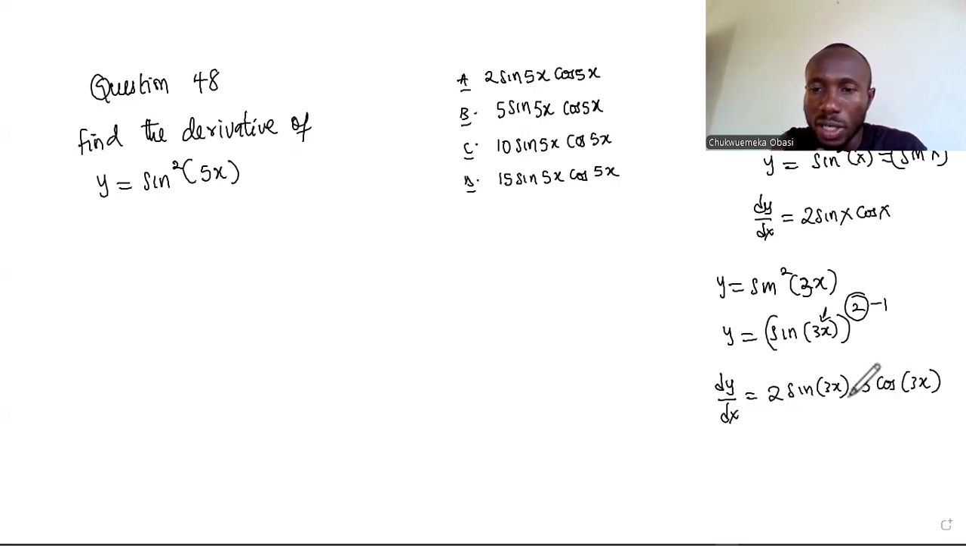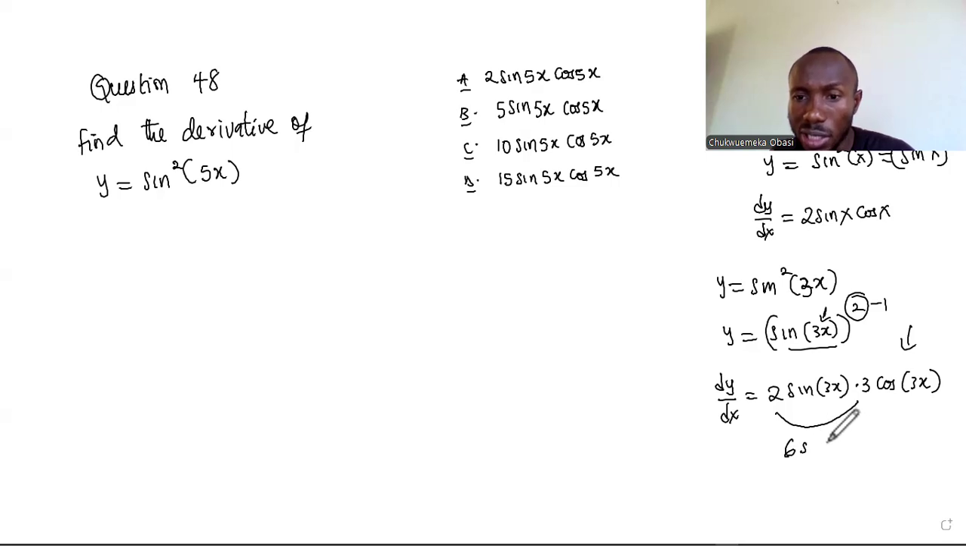I don't know if this one is clear enough. If you've been following the video, this shouldn't be a problem. Differentiating sine 3x itself should not be a problem. That is exactly what I did here. But if you just stumble on this one, it might not be very smooth for you, so you have to go check the previous video. And finally, 2 times 3 is 6, so we get 6 sine 3x cos 3x. So with that understanding, let's go to this problem.